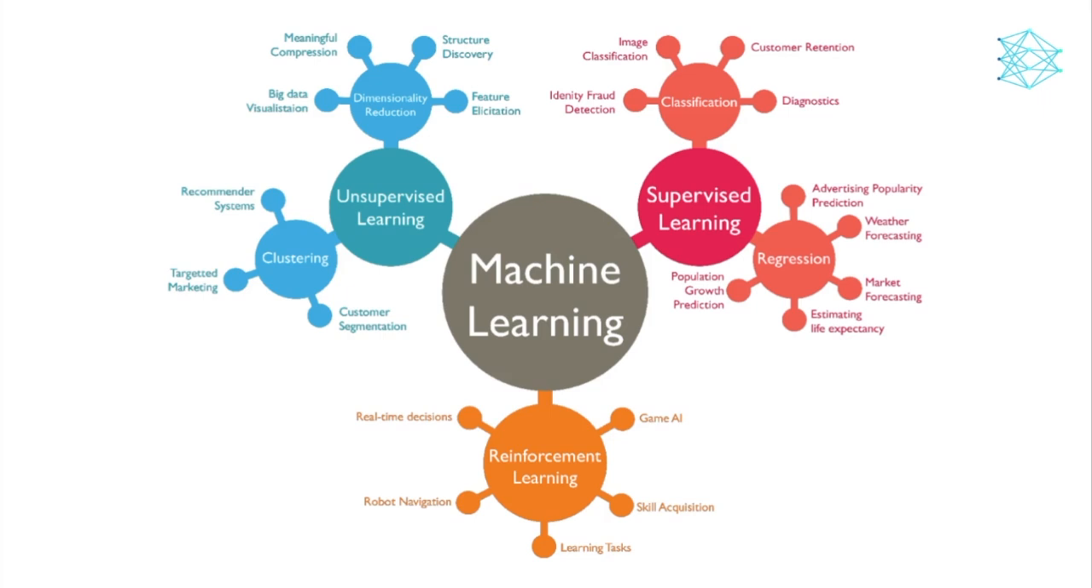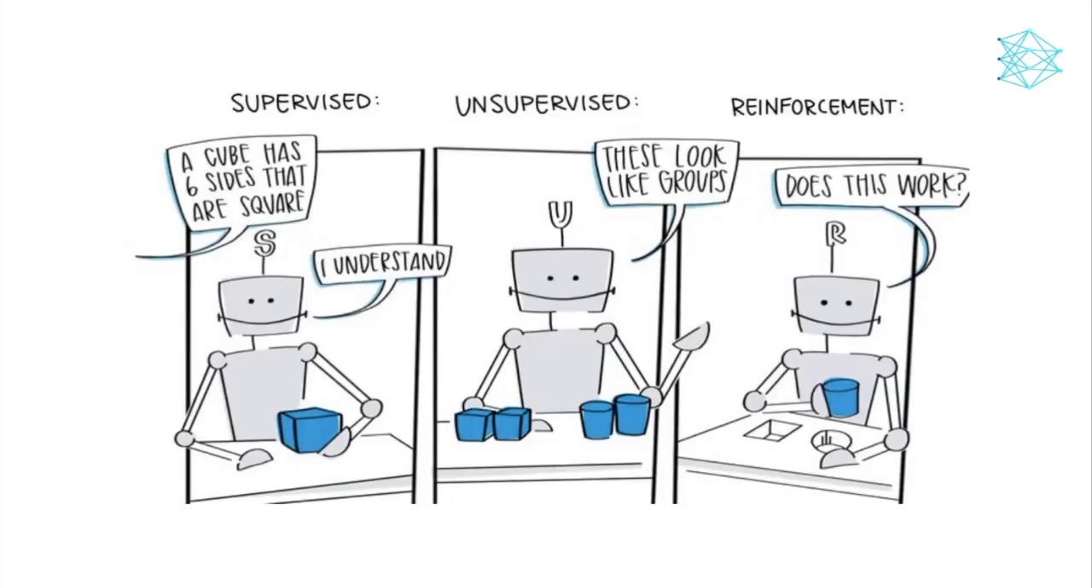And I know that sounds a bit abstract, so I'll give you three examples. First, let's talk about supervised learning. With a supervised learning model, we'll give it labeled data. So we'll say, for example, this is a cube, it has 6 sides and it's shaped in this way. The model will then learn from that and it will be able to recognize cubes.